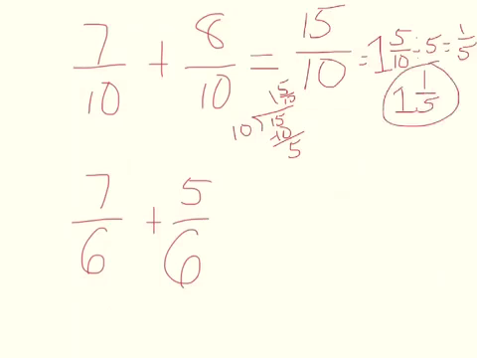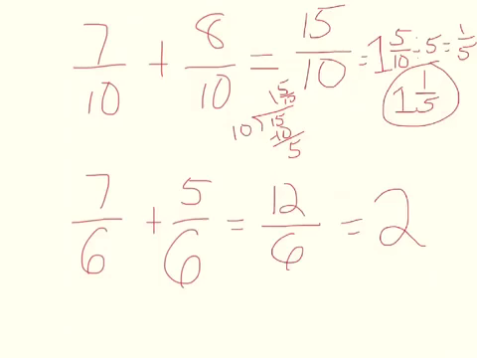Okay, that's what I meant before when I said sometimes you'll have to write it as a mixed number and reduce it. Let's look at another one. 7/6 plus 5/6 equals 12/6. And I don't even have to divide. I know 6 goes into 12 2 times. So it's just going to be 2 with no fraction. And that can happen sometimes as well.